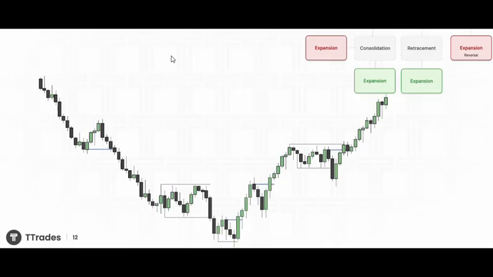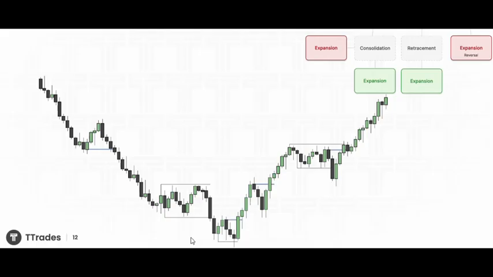So these are the phases of price. You blend it all together: expansion, retracement, expansion, retracement, or expansion, consolidation, a reversal, expansion, retracement, expansion, retracement, expansion. So it's all based on expansion, retracement, and consolidation. Do you get it? So these are the phases of price. And we are nearing the end of the foundation to the model.